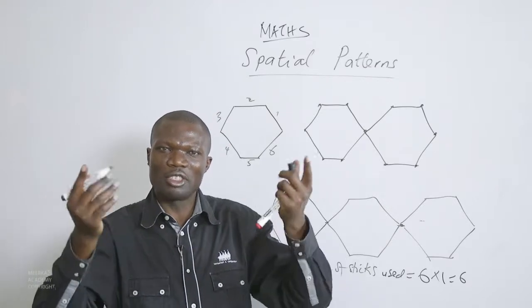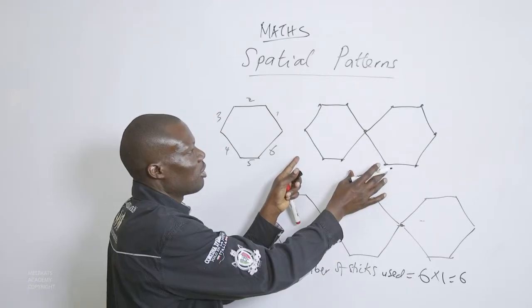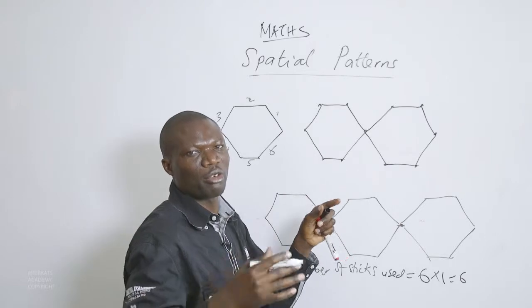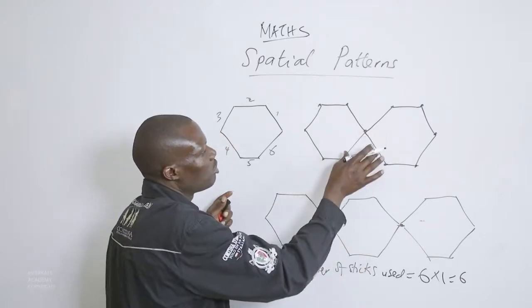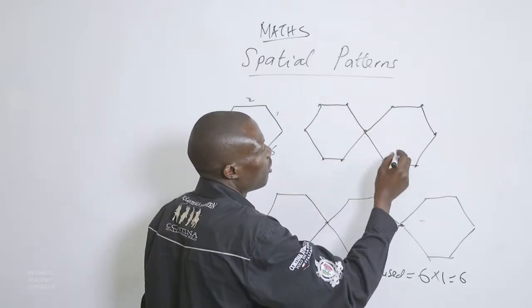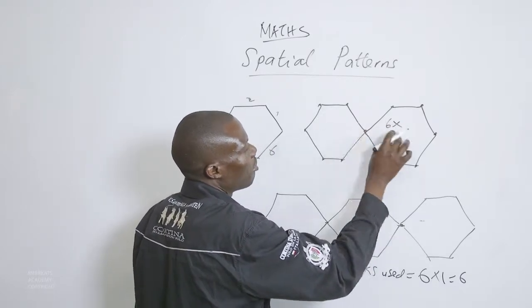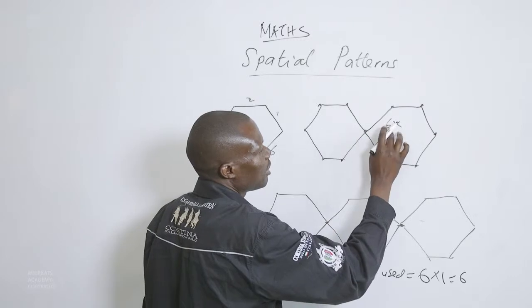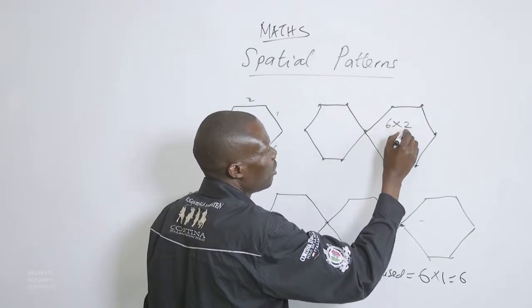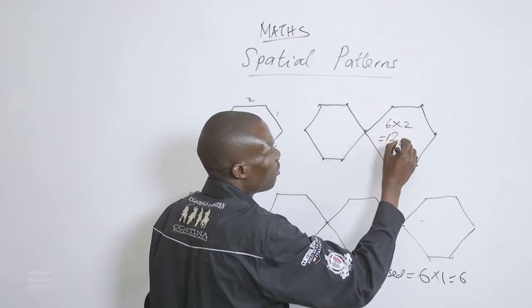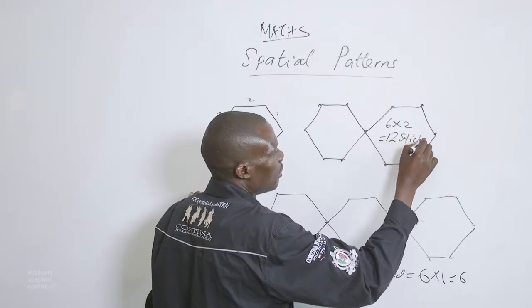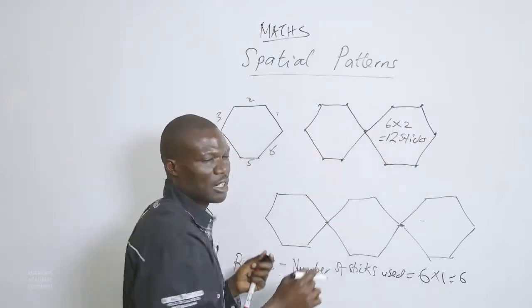If the hexagons are 2, to find the total number of sticks used to form 2 hexagons, it will be 6 sticks multiplied by the number of hexagons, which is 2. So you get a total of 12 sticks. And you can count, this is 6 plus 6, that's 12.